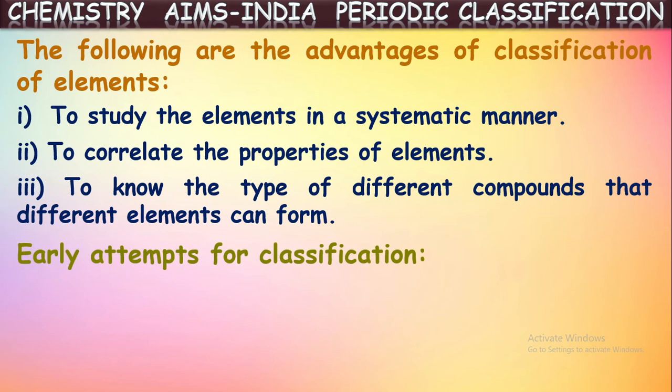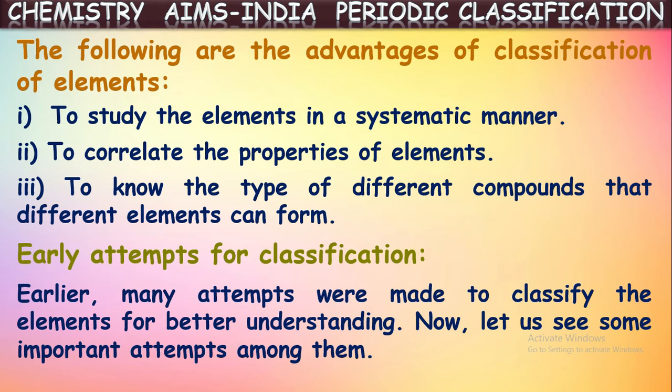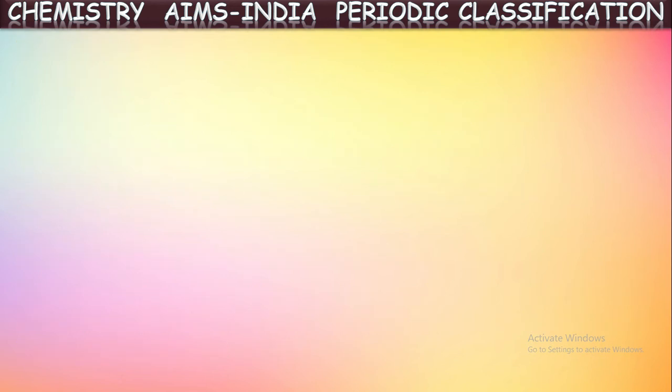So, earlier attempts for the classification. Now, we have seen the other advantages. Now, how did they try in the earlier days to classify these elements? Let us see here. Earlier, many attempts were made to classify the elements for better understanding. Now, let us see some important attempts among those.